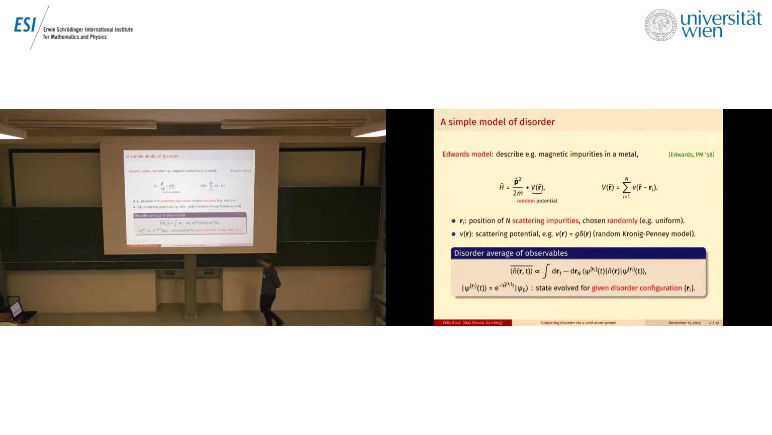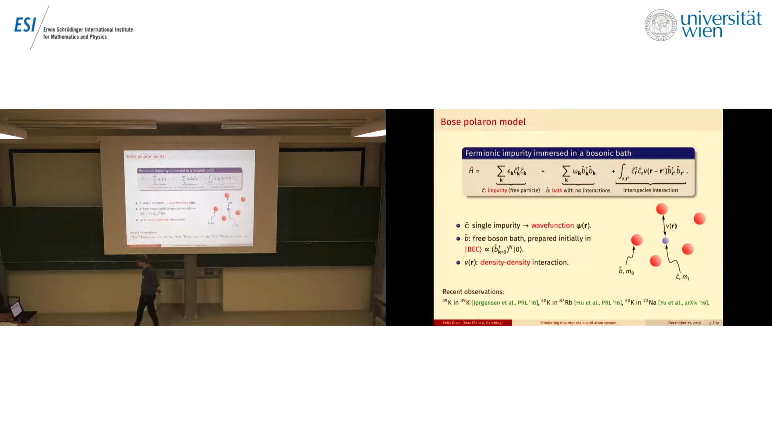So this is how you determine the disordered average quantities of the system. Now let's move on to the Bose-Polaron model that I'm investigating. I think we've heard quite a lot about this over the past few days. I'm just going to fix the notations here.